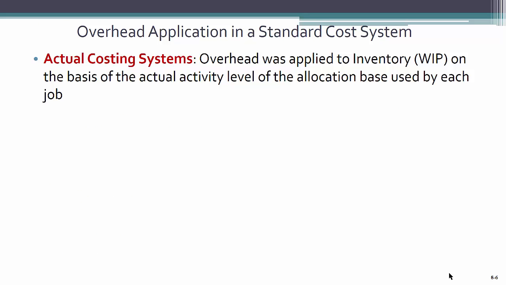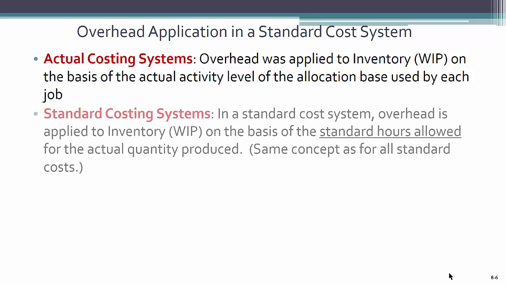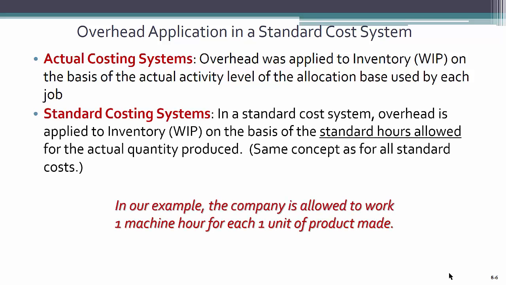As we saw in our video about job costing, where we used an actual costing system, overhead is applied to work in process inventory there on the basis of the actual activity level of the allocation base used by each job. However, in a standard cost system, overhead is applied to work in process inventory on the basis of the standard hours allowed for the actual quantity produced. In our example, the company is allowed to work 1 machine hour for each 1 unit of product produced.